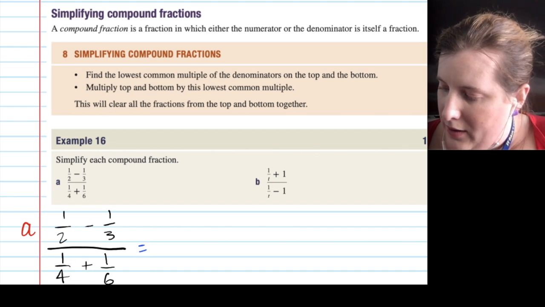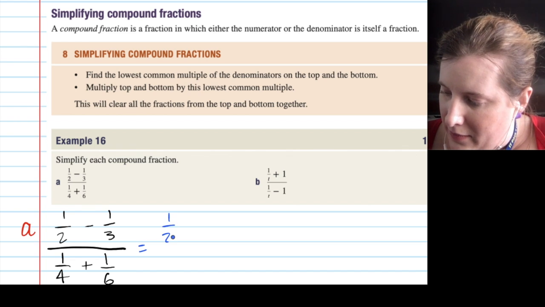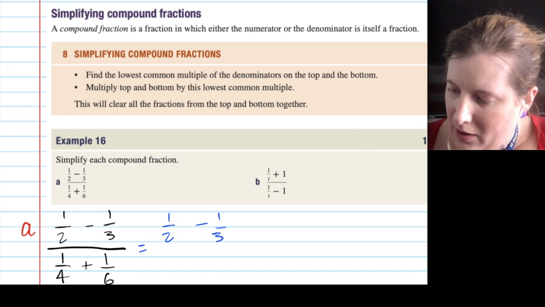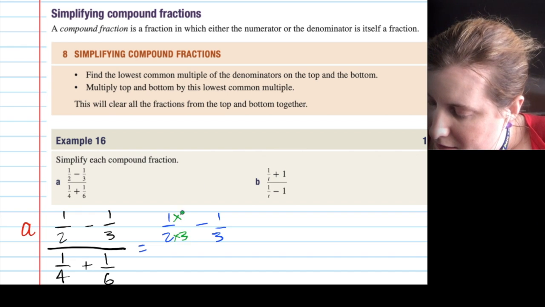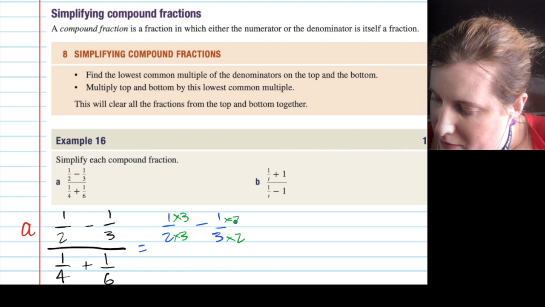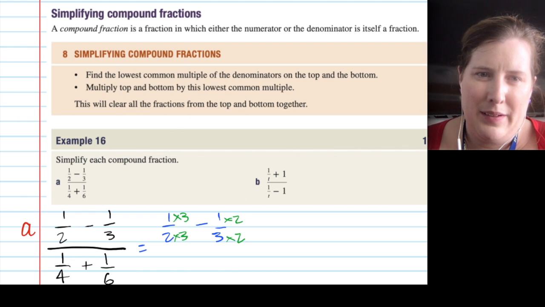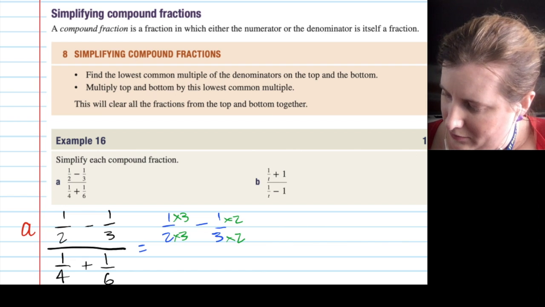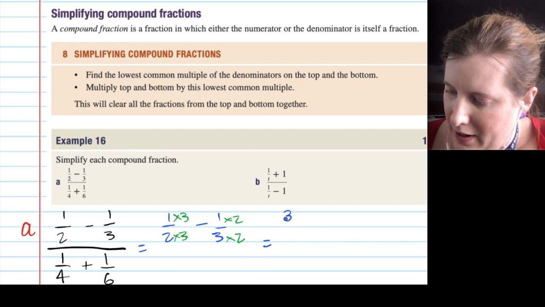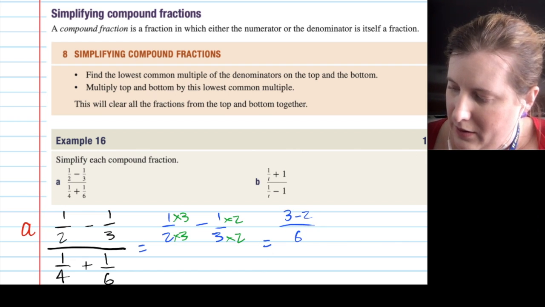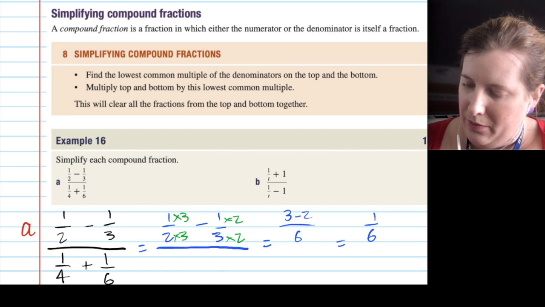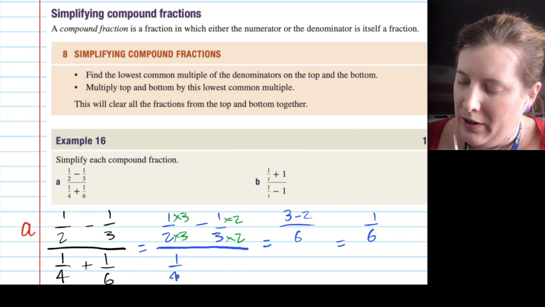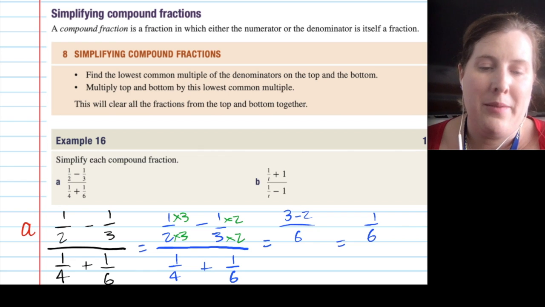So half minus a third, well, we're going to aim for 6 on both of those, times 3, times 2, so we're going to end up with 3 minus 2 over 6, which is 1 over 6. Now let's look at the bottom. We've got a quarter plus a sixth. We're going to aim for 12 on the bottom because that's the lowest common denominator.